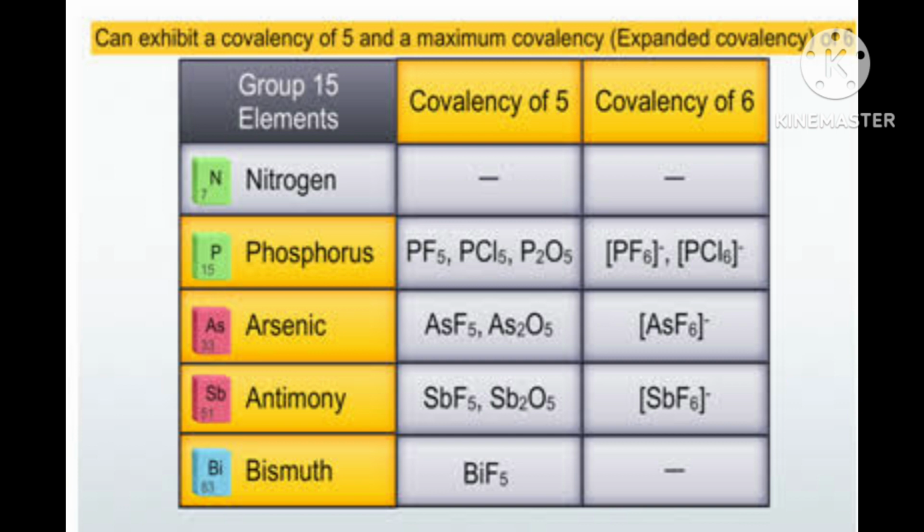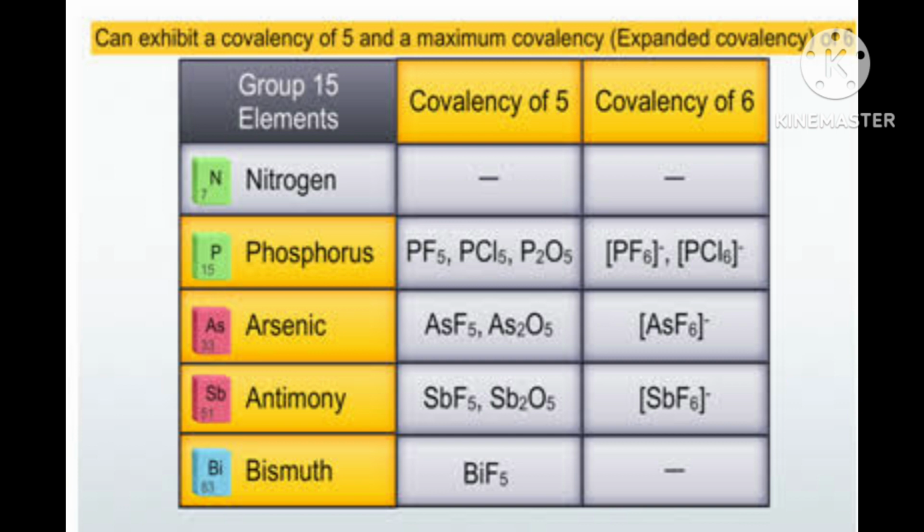Metallic character increases down the group. First, nitrogen and phosphorus are non-metals. Second, arsenic and antimony are metalloids. And third, bismuth is a metal. This is due to decrease in ionization enthalpy and increase in atomic size.